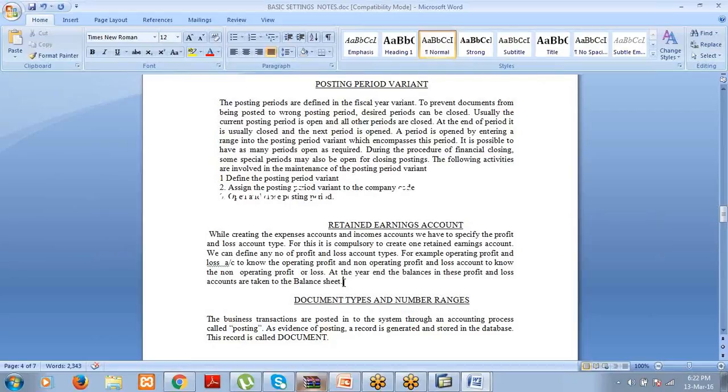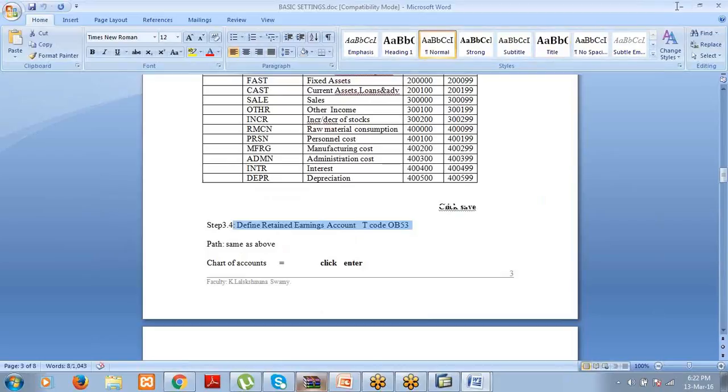In that case, how do we get the operating profit or loss? From the operating profit and loss account. And we derive the non-operating profit or loss from the non-operating profit and loss account. In order to show this information separately, we need to maintain two profit loss account types, right? But minimum there should be one profit loss account type. So let us create this profit loss account type, and again I will explain after creation of this step.